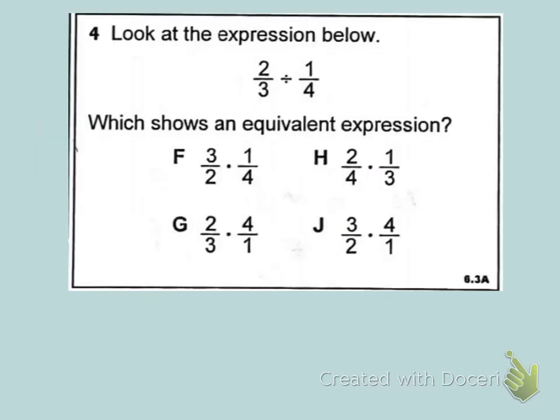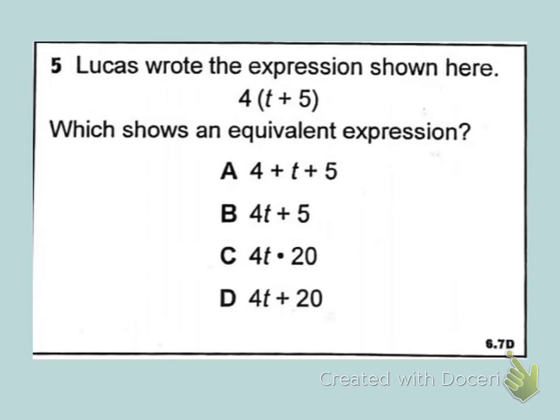Look at the expression below and which shows an equivalent expression. So this is your dividing fractions. So you're dividing 2/3 by 1/4. When we divide fractions, we keep, change, and flip. So flipping the 4 and the 1. So you keep your 2/3, you change division to multiplication, and then you flip your 1 over 4 to 4 over 1. So then just identifying your answer choice there. And then number 5 says, Lucas wrote the expression shown here. Okay, so this is called the distributive property.